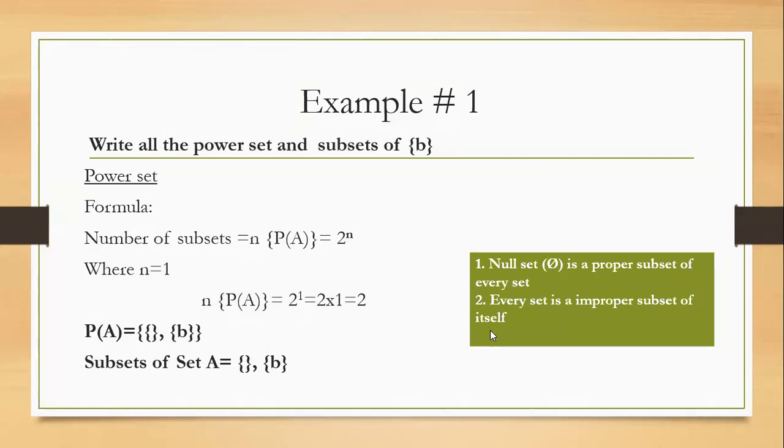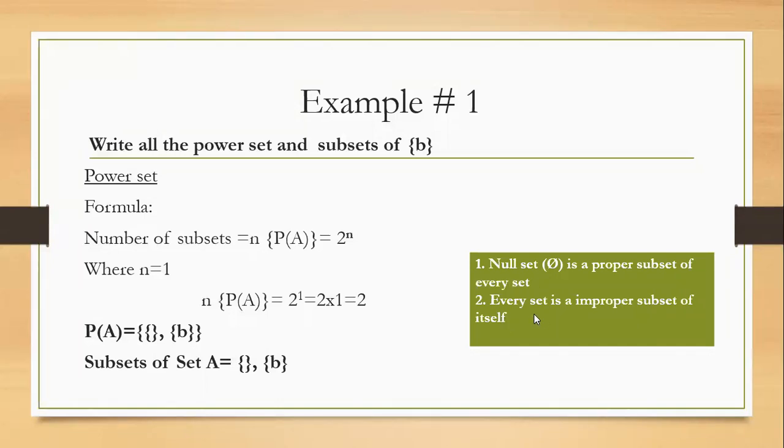Note down these two points, they are very important. The null set is a proper subset of every set. That means the first subset will be a null set. Now, the next subset. Here you can see that we have to find 2 subsets. The first subset is the null set. What about the second subset?